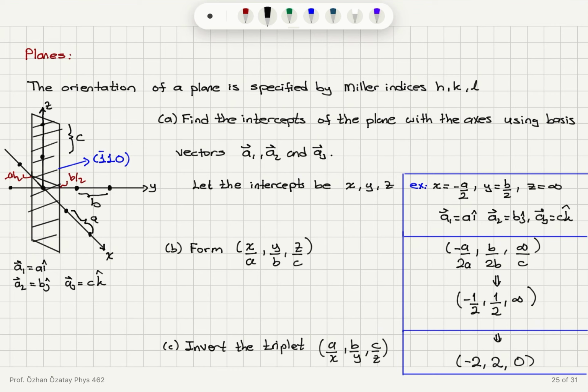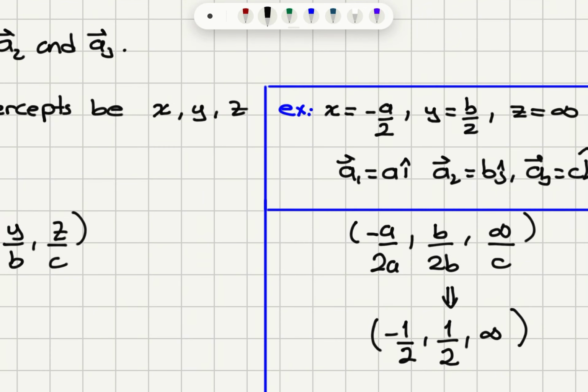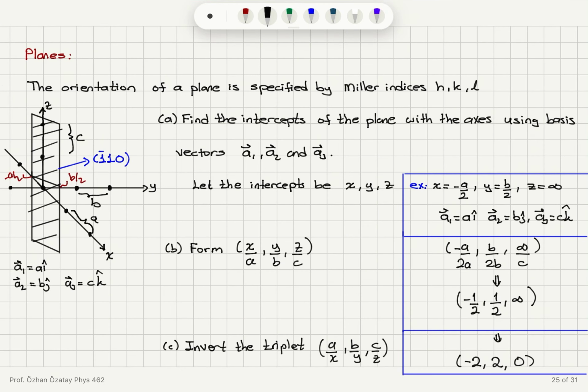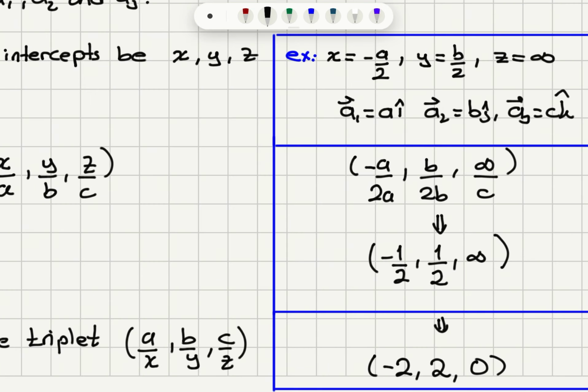Next, we form this set of numbers x over a, y over b, z over c. So we have minus a over 2 divided by a, b over 2 divided by b, infinity divided by c. That becomes minus 1 over 2, 1 over 2, and infinite. And then we invert the triplet so that it becomes a over x, b over y, c over z. So minus 1 over 2 inverted becomes minus 2.